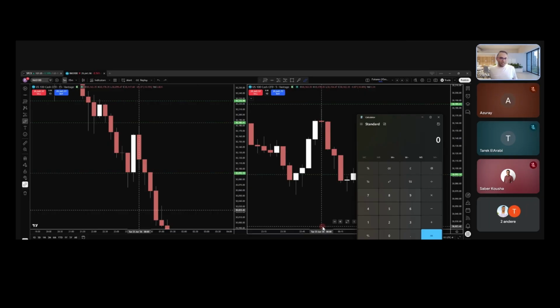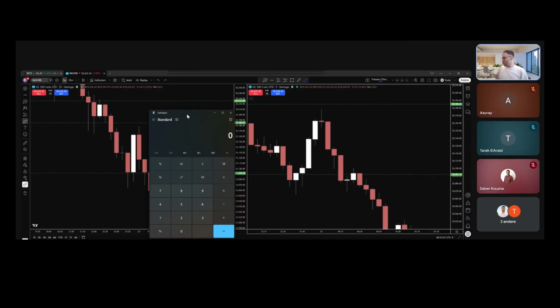But I did a mistake here, and that's the reason you have to look also at the bigger picture, at the 15 minutes here. When that candle was built, so that one too. What do you see here, guys?